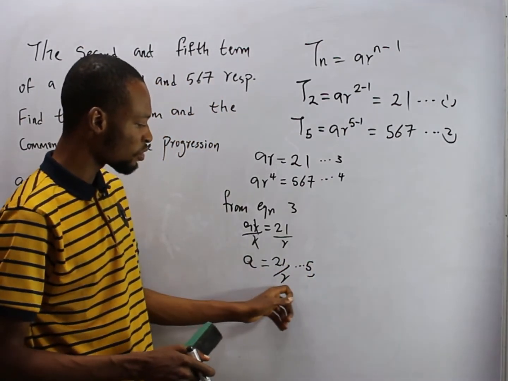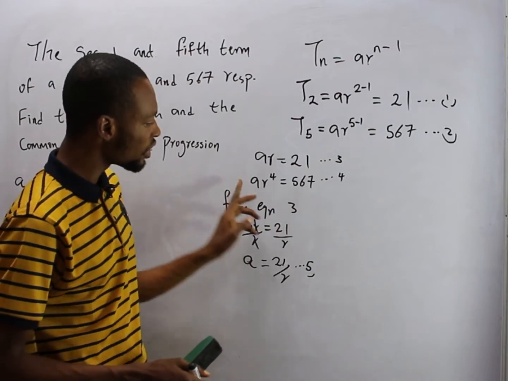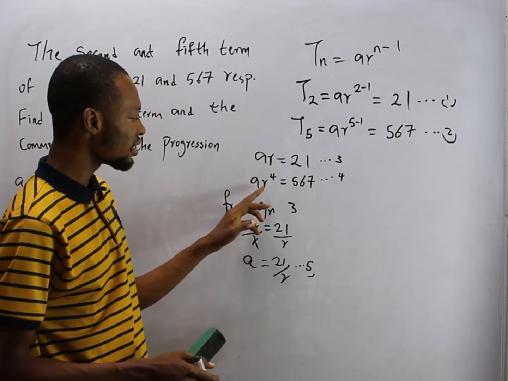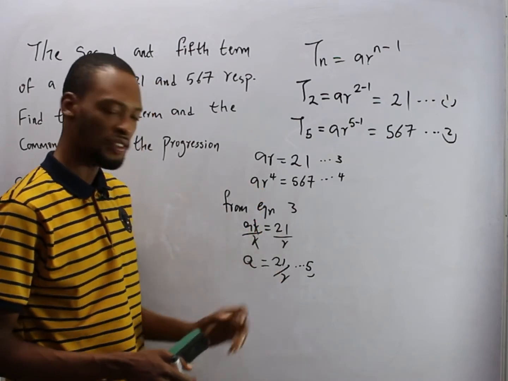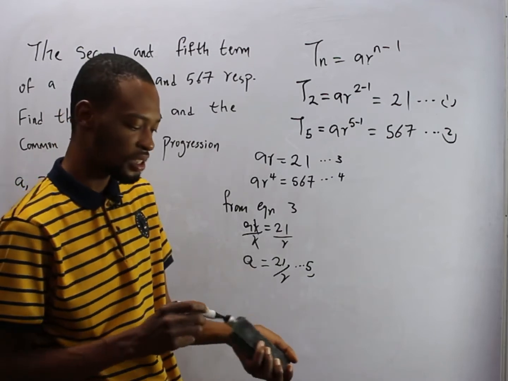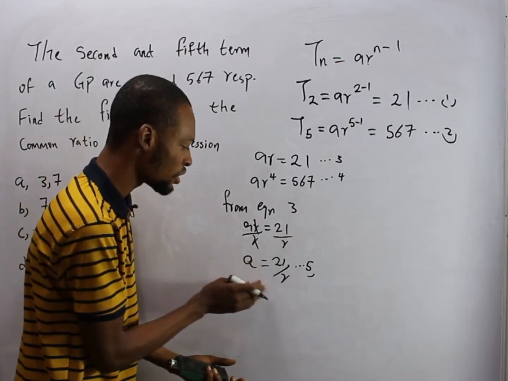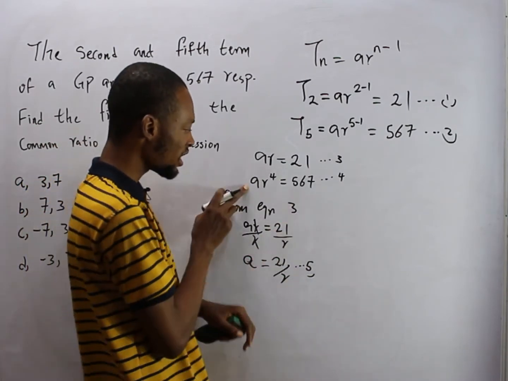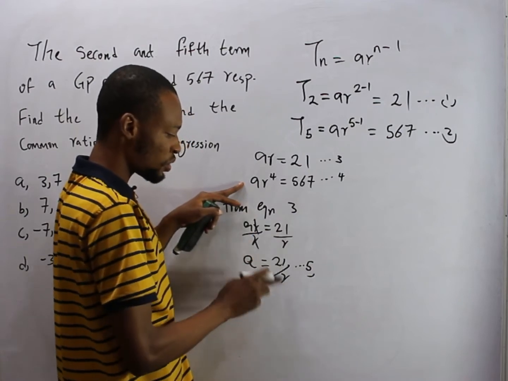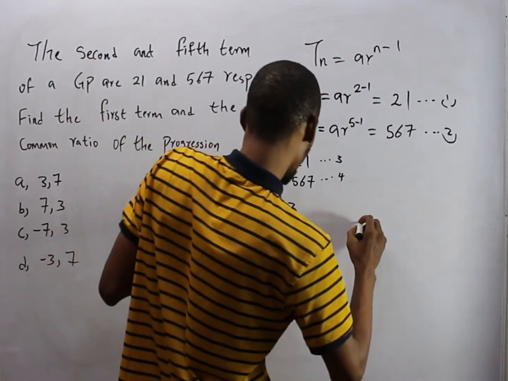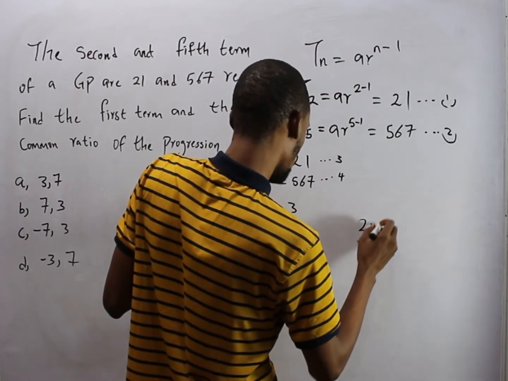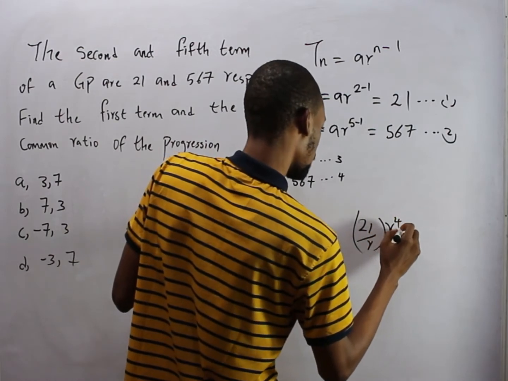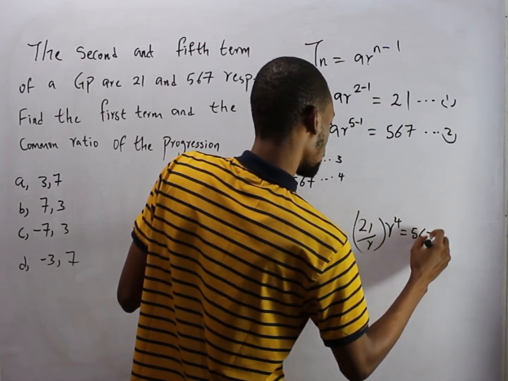Now, since a is equal to 21 over r, from equation 4, a r^4 equals 567. So anywhere we see a, we can put 21 over r. That's what we call substitution, to replace, because we've already said that a is 21 over r. So putting this in equation 4, anywhere we see a, instead of putting a, we now replace it with 21 over r. So this becomes 21 over r, then this r raised to power 4 is still there. r^4 equals 567.